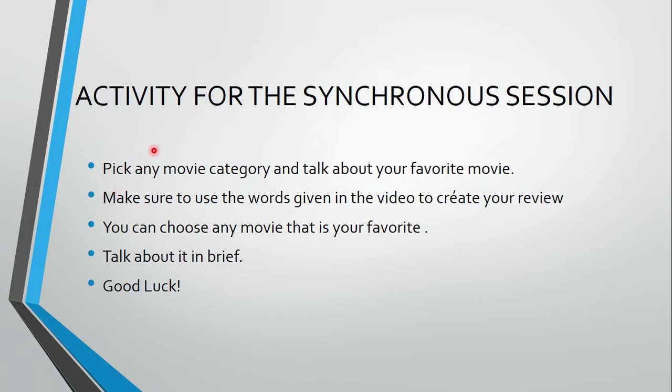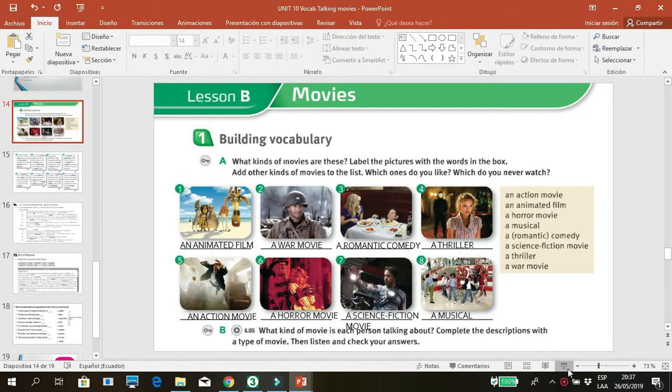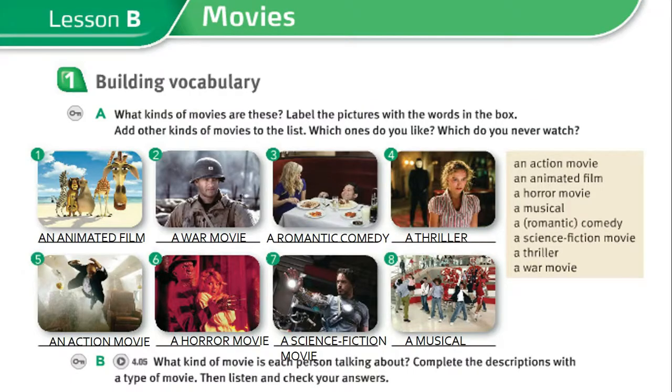Okay, now let's do some exercises to practice the vocabulary that is in this unit, okay? That is going to be in the exam. So look at this. Here it says, what kinds of movies are these? Okay, so we're going to see all the types of movies that they are going to ask you here in this unit, okay? So look, here you have an action movie, an animated film, a horror movie, a musical, a romantic comedy, a science fiction movie, a thriller, and a war movie.